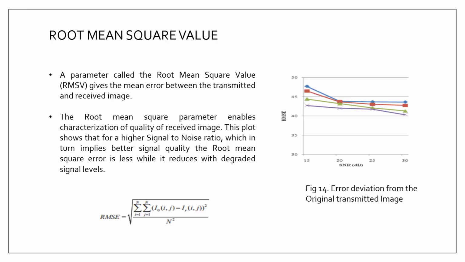Root mean square value. A parameter called root mean square value gives the mean error between the transmitted and received image. The root mean square parameter enables characterization of the quality of received image. This plot shows that for a higher signal to noise ratio, which in turn implies better signal quality, the root mean square error is less, while it increases with degraded signal levels. This can similarly be calculated using the following formula.